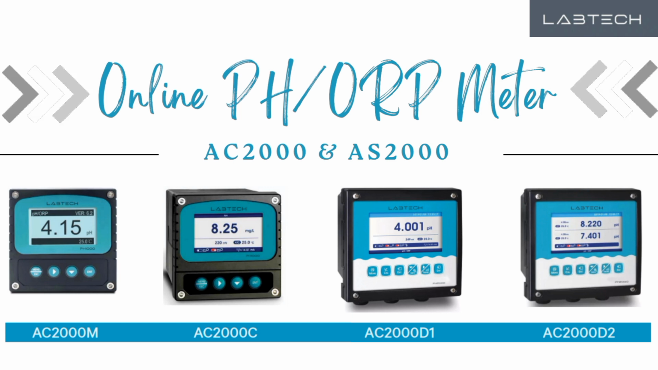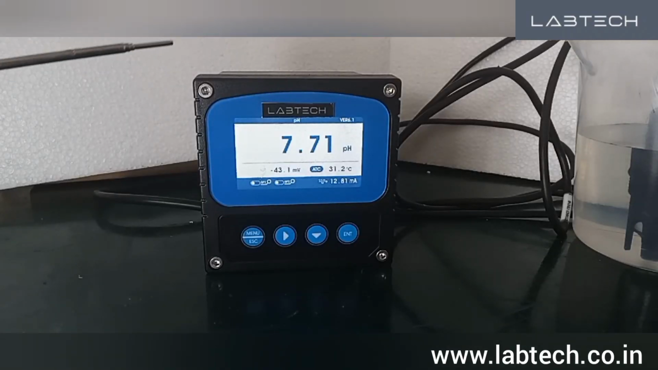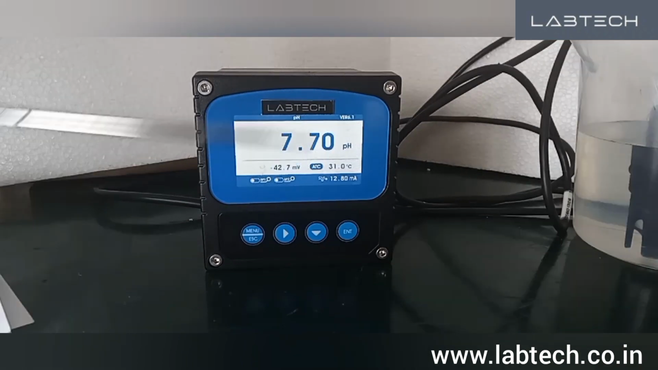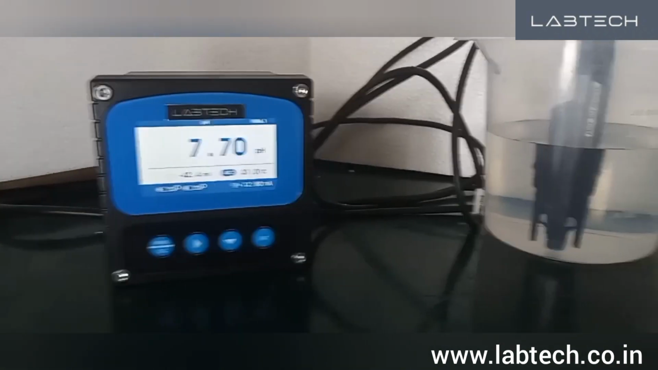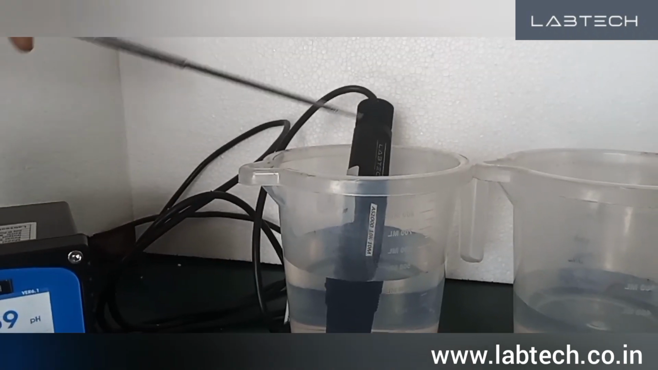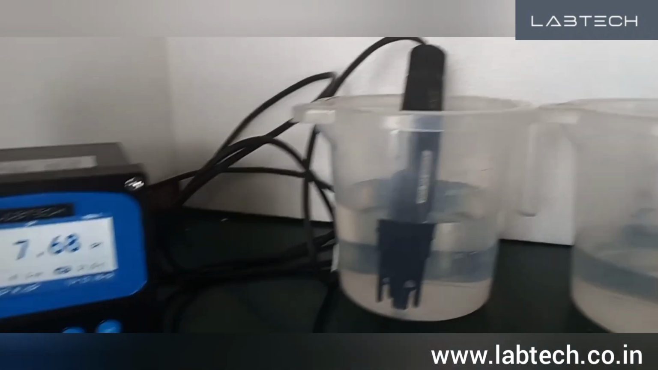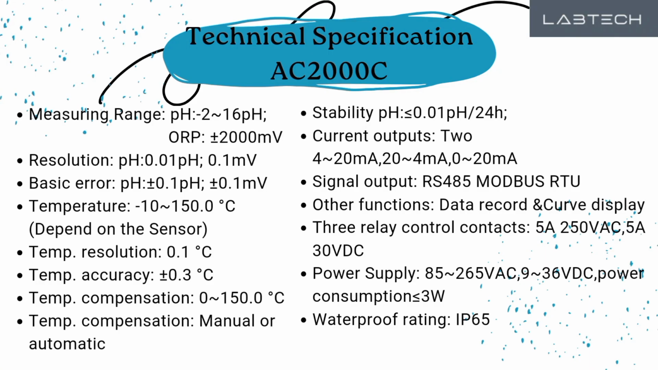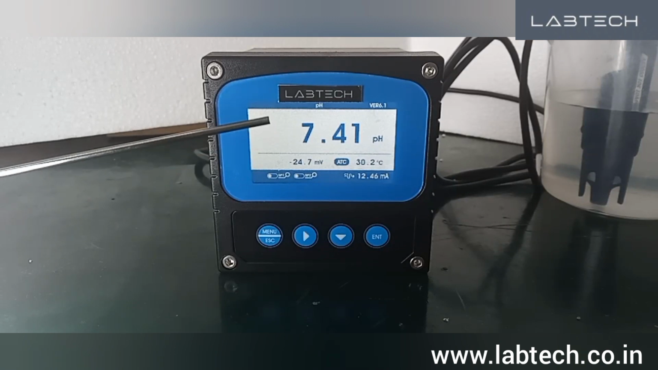Today we came back with another interesting video, that is online pH or ORP meter. So this is our pH or ORP transmitter. This is a display unit. This is our sensor which is dipped in the sample solution. Let's see the technical specification of this transmitter. And then we'll check about the display description.